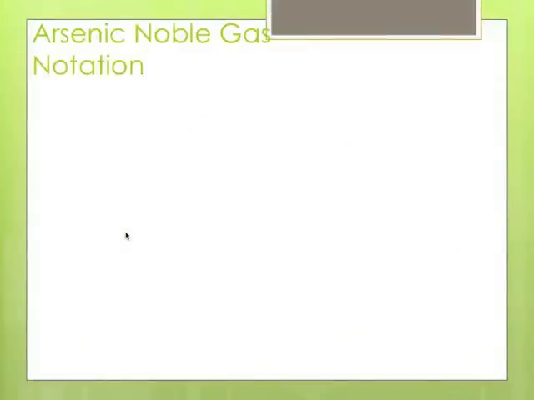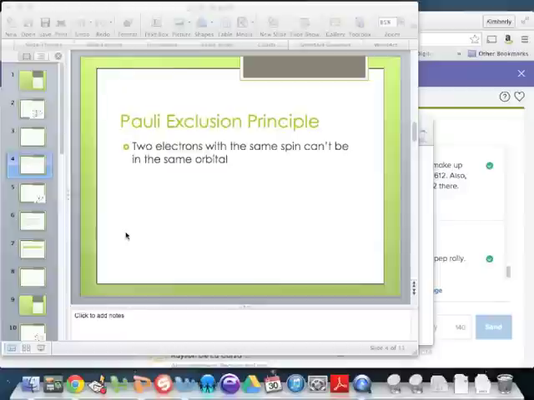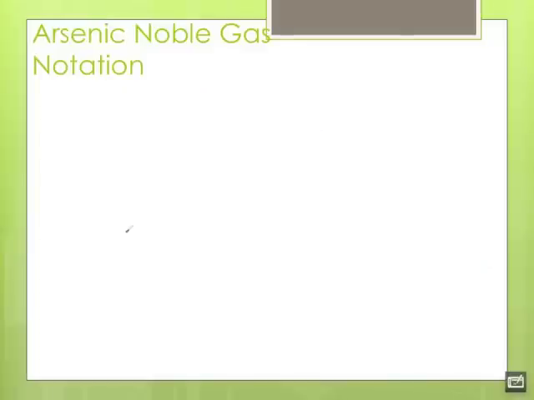So if we use that chart we just wrote, that's going to help us to write our arsenic noble gas notation. And you should have the full electron configuration from just a moment ago. Remember, that was 1s2, 2s2, 2p6, 3s2, 3p6, 4s2, 3d10, 4p3. And we know arsenic has 33 electrons. So the next smallest noble gas is going to be argon, which has 18. You can't use krypton because krypton has more electrons, and you can't take away electrons from a noble gas.